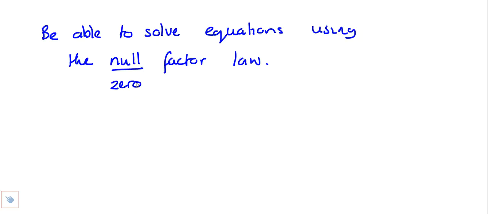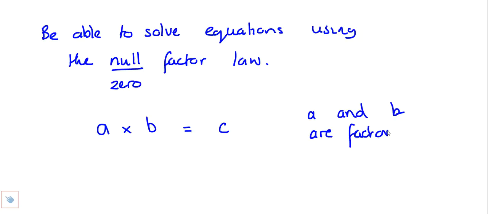Now, first of all, we need to understand again what factors are. What are they? A factor is like two numbers that multiply to create another number. Okay, so if I said A times B equals C, the product of two numbers, then they are factors of the result C. So A and B are factors of C. Or another one could be D and E are factors of C. I can change whatever letters I like.